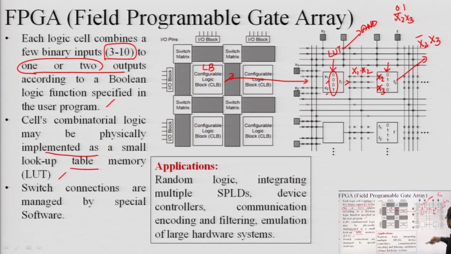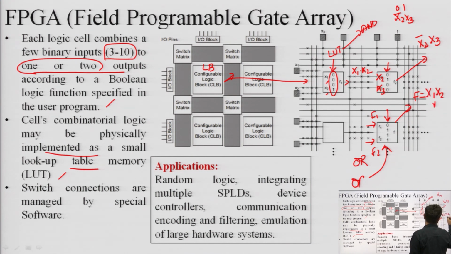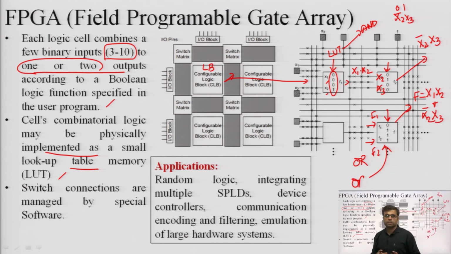Similarly, you can check that this block is having F1 and F2 as inputs, and the values are 0111. So this 0111 corresponds to the OR gate. That means this final F will be equal to F1 plus F2. F1 was x1 x2, and the second was x2 bar x3. So in this way, a complex expression can be implemented with the help of an FPGA.